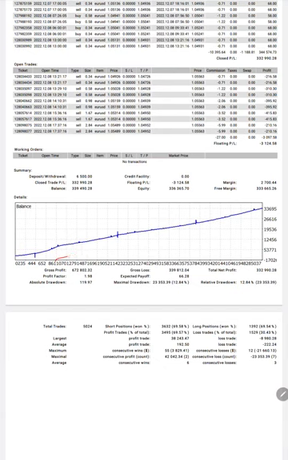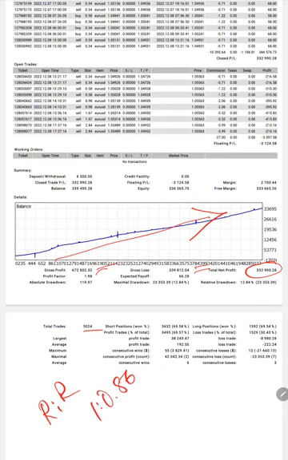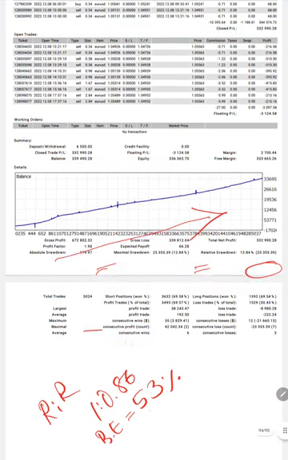Here you see the consistent growth of this account, and here you see gross profit, gross loss and net profit, and then profit factor 1.98, expected payoff 66.28, and then total number of trades 5024. And if we calculate the risk reward for this strategy, it is 1:0.86, and if we calculate break even it is 53%. For this strategy to run without loss, we need 53% accuracy.